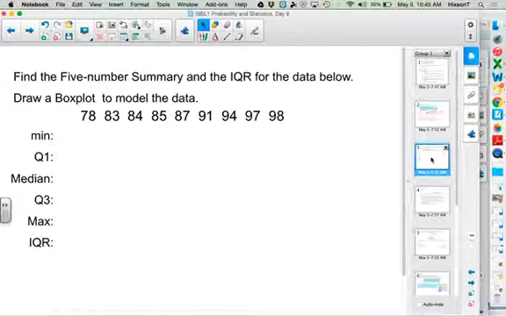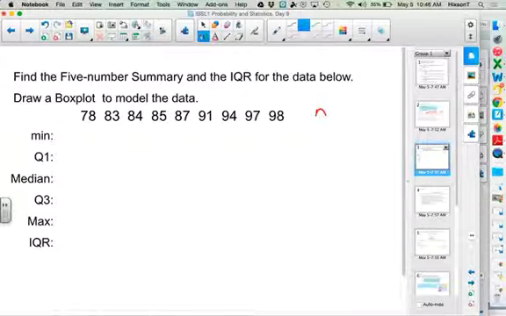So let's take a few minutes to walk through this one, and then I'm going to give you one to try on your own. First of all, we're asked to find the 5-number summary and the IQR for the data below, and then we're going to use that to draw a box plot. We already put the data in order from lowest to largest: 2, 4, 6, 8, 9. Okay, there are 9 entries here.